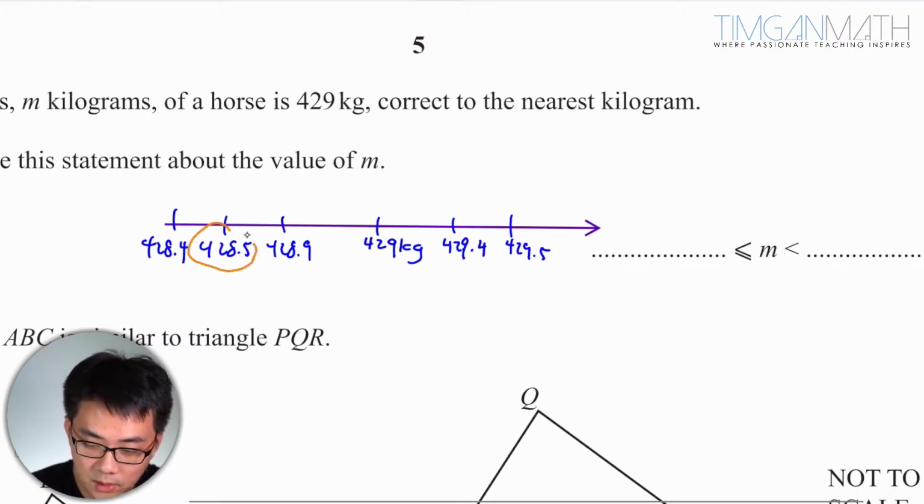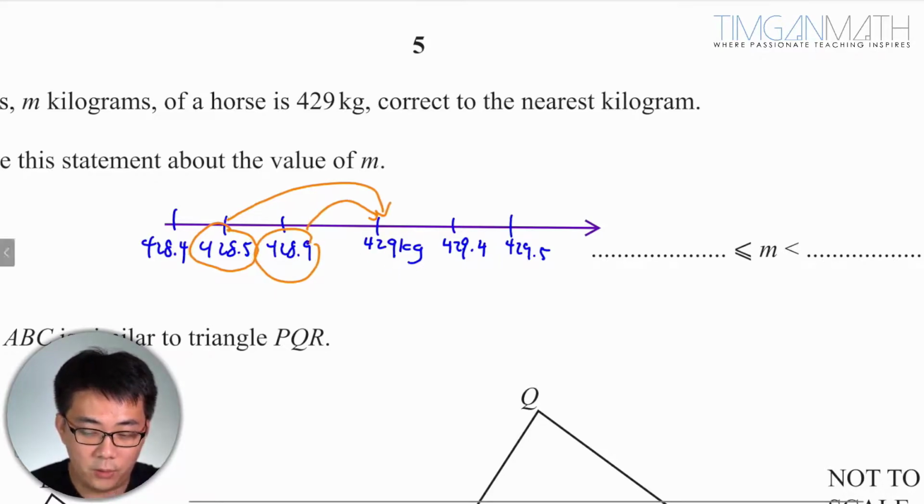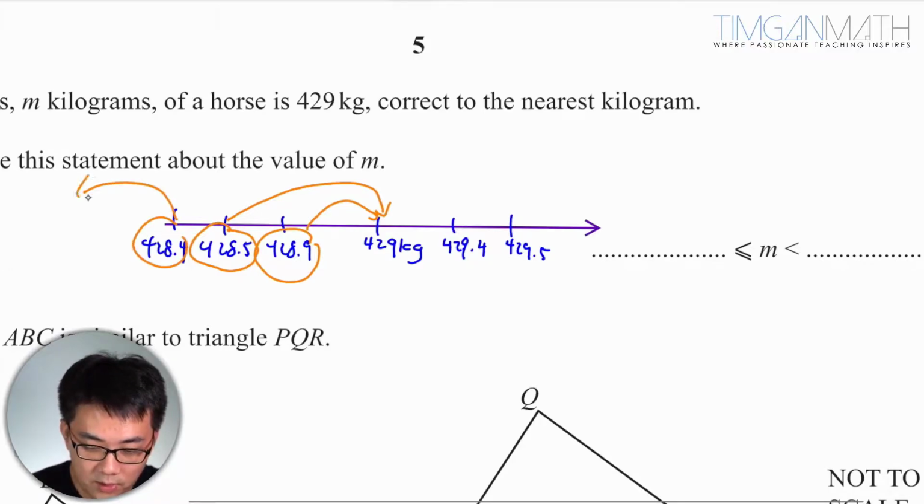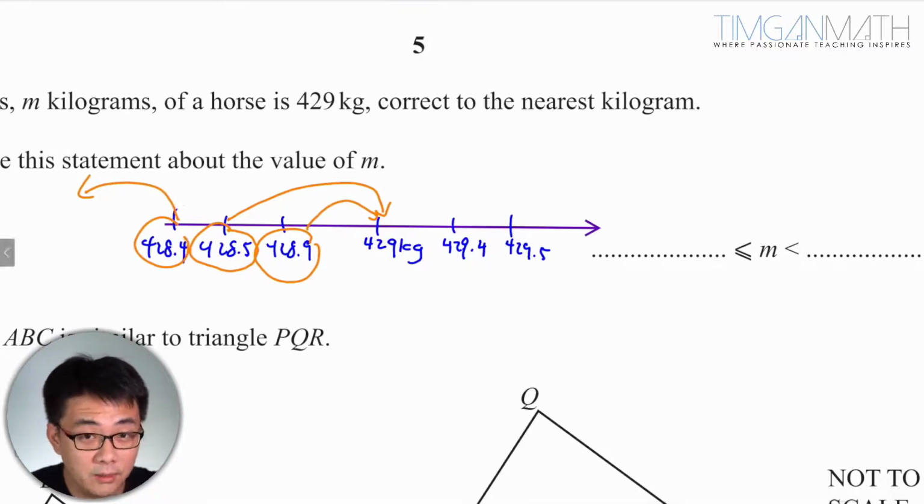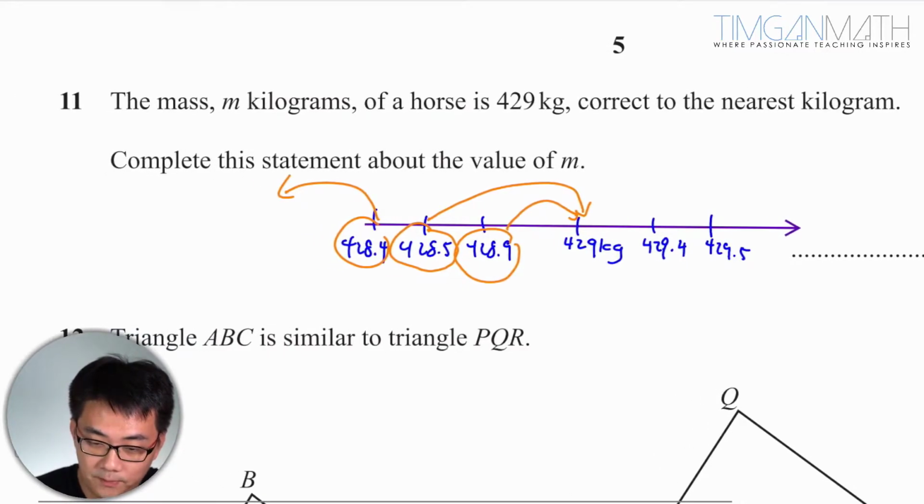So this, if you correct it to the nearest kilogram, it will be 429. This, corrected to the nearest kilogram, will be 429 as well. This will be 428 instead, right? So let's say there's a 428 here.